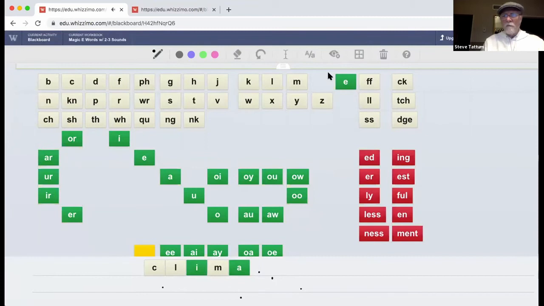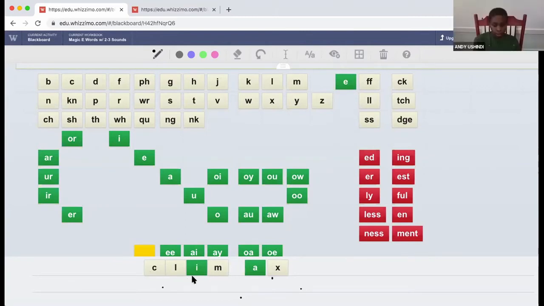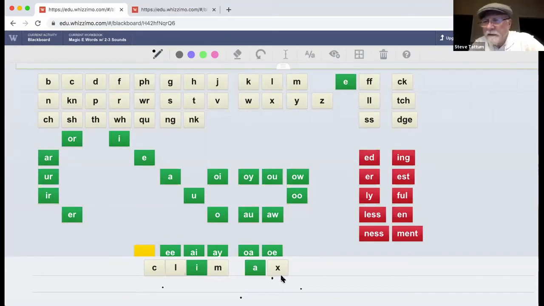Now, when we run into something like this, we tag it first. So the I is going to tag the M, and what does that make this word if we tag that M? What is that? M. Axe. Clim. Axe. You ever heard of climax? Like the climax of the story?